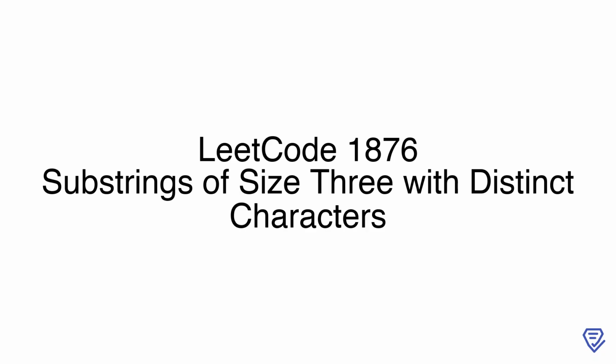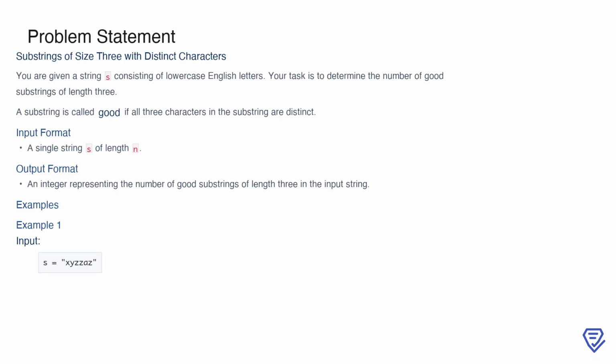Let's dive in. In this problem, we are tasked with finding the number of good substrings of length 3 in a given string S. A substring is simply a consecutive portion of the string, and in this case, we are specifically interested in substrings that are exactly 3 characters long. For a substring to be considered good, all 3 characters must be distinct. This means no character in the substring can repeat.